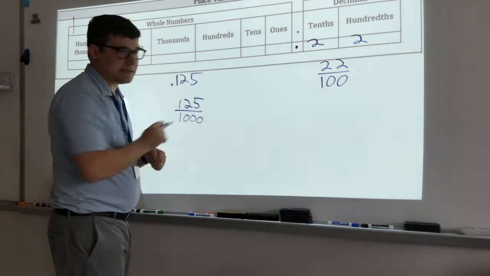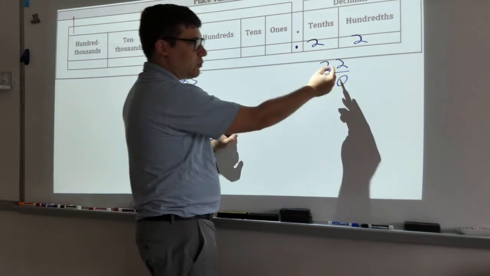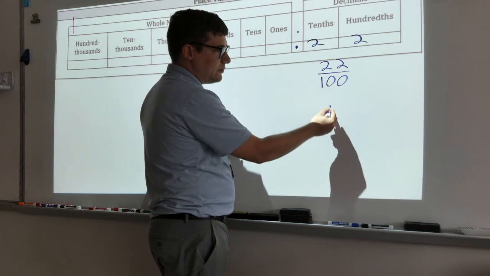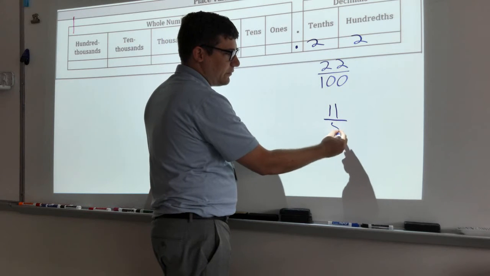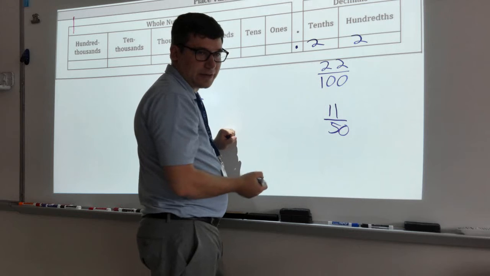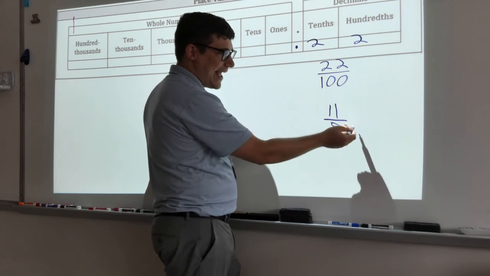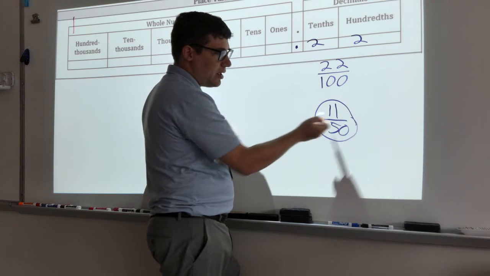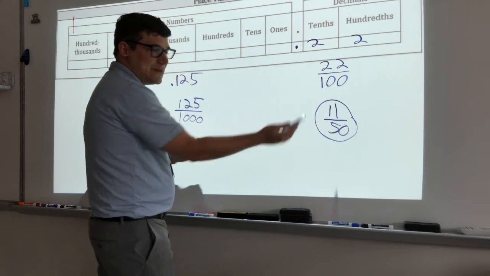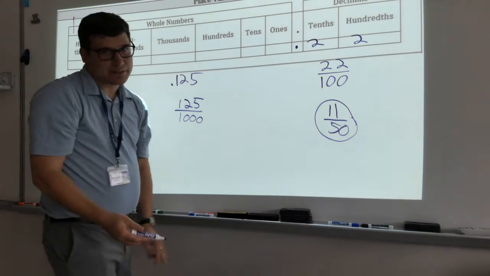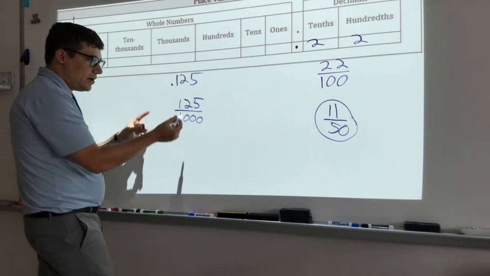Now both of these can be reduced. 22 over 100 can be reduced to 11 over 50. I just cut them both in half, right? I can't reduce this anymore because 11 and 50, they don't have a common factor. 11 is a prime number, right?